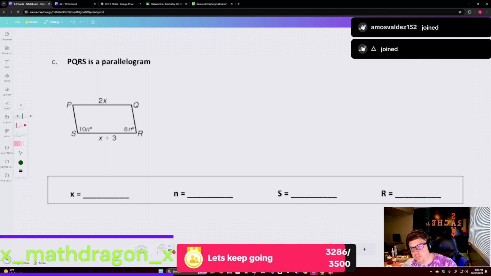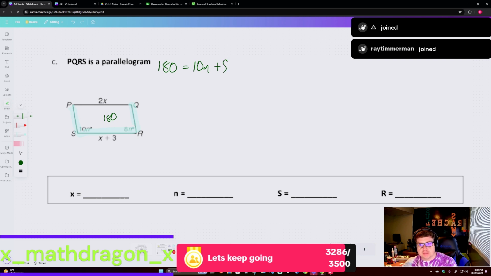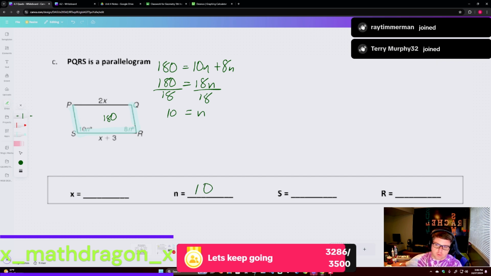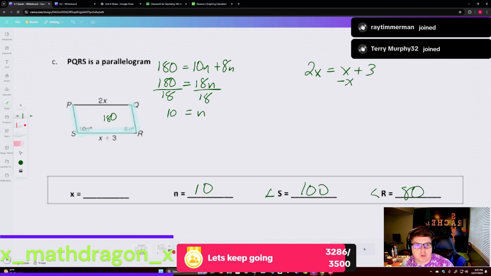All right, last one. Hopefully you're not going to catch yourself, and you see the U shape right off the bat. The U shape tells you 180. So that is 10n plus 8n, which is 18n, is 180. n equals 10. So angle S is going to be 100. Angle R is going to be 80. And then 2x equals x plus 3. Subtract x, x equals 3.